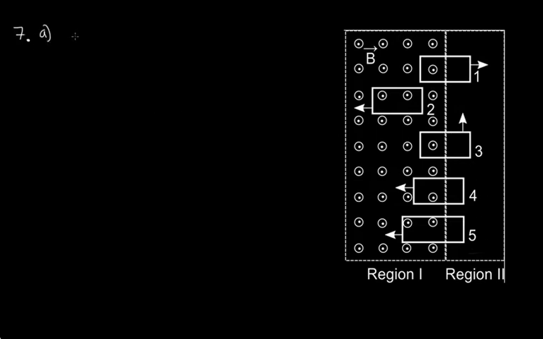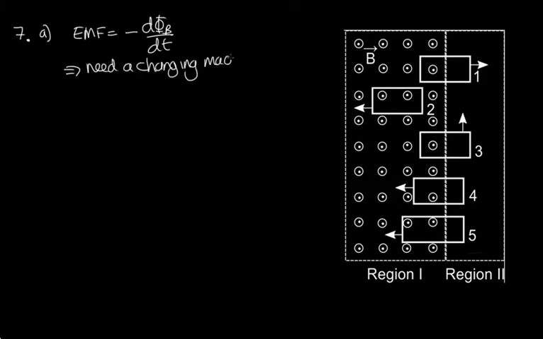And we're asked, A, for any loop that has an induced current, indicate the direction of the current. Okay, so in order to get an induced current, we need to have an EMF, and the EMF is given by Faraday's law. It's equal to minus d phi B dt, which means we need a changing magnetic flux.